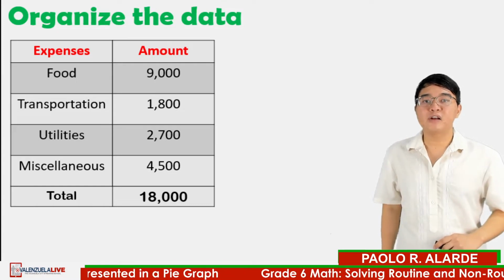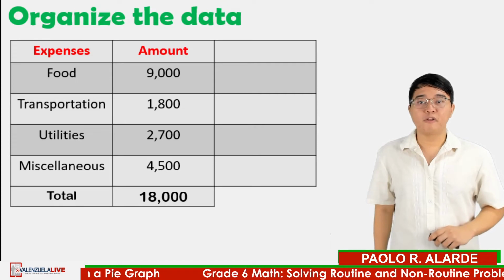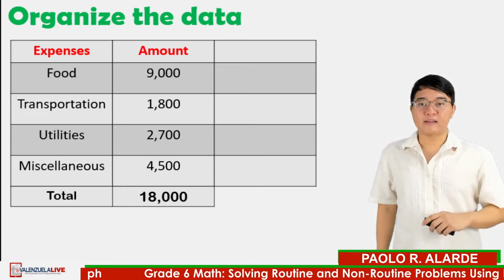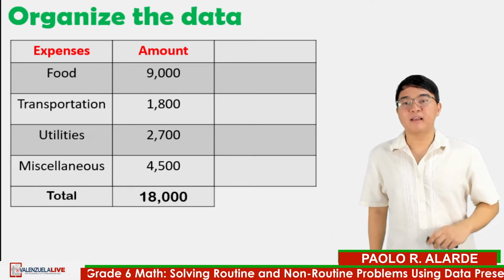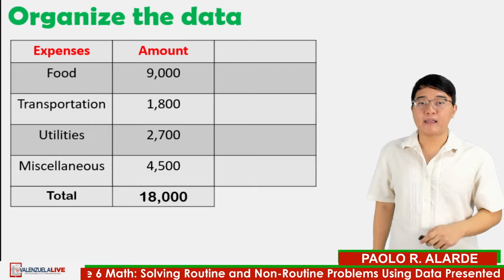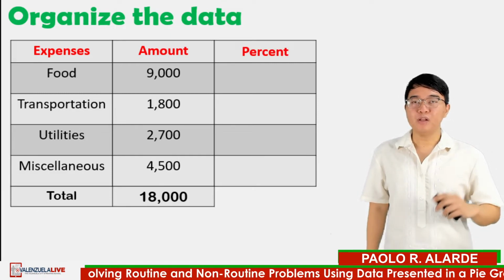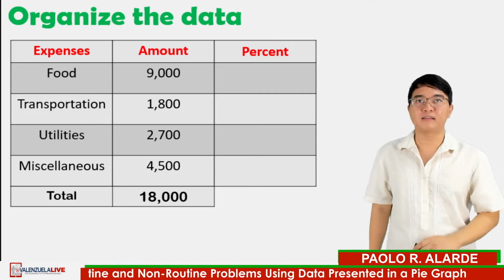Now, let's add another column, the third column, for the percent. To convert each amount to percent, we need to divide the amount of each item by the total expenses and multiply it by 100. So this is the percent form. So 9,000 is spent for the food. Let's start with the food expenses.